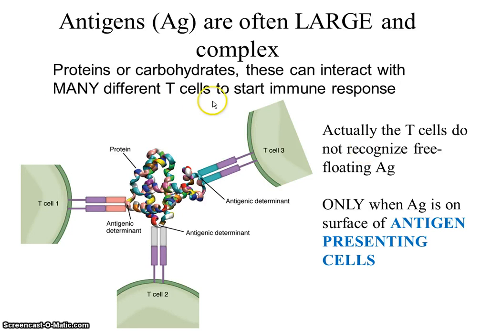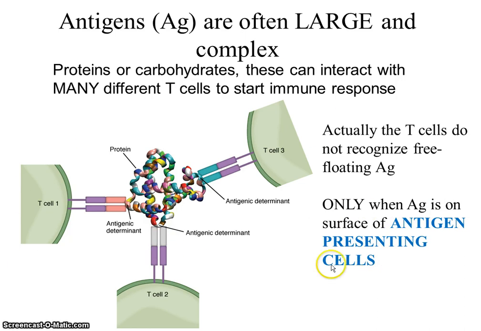So proteins or carbohydrates can be antigens, and these interact with many different T cells to start an immune response. But what that T cell needs, of course, is this antigenic determinant. You'll notice here we have 1, 2, 3 different T cells. I said lots of variety, and each of them has recognized a different part on this overall foreign protein that's in the body. A specific area on this protein is called the antigenic determinant. Actually, T cells do not recognize free-floating antigens, believe it or not. Only when the antigen is on the surface of an antigen-presenting cell.